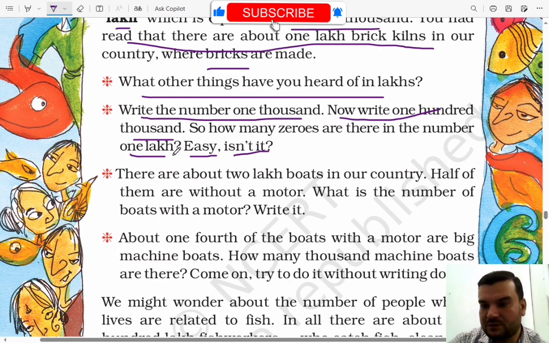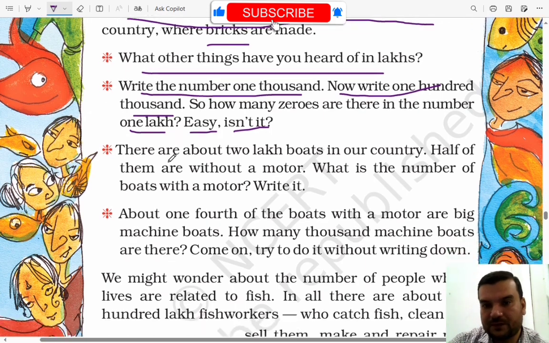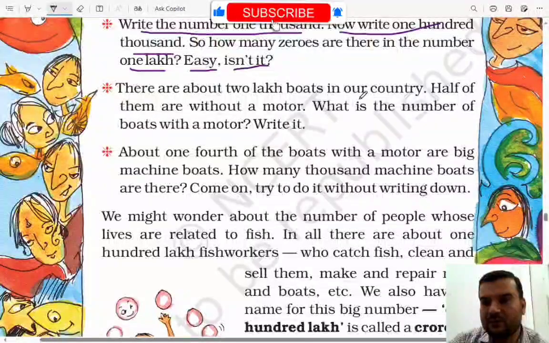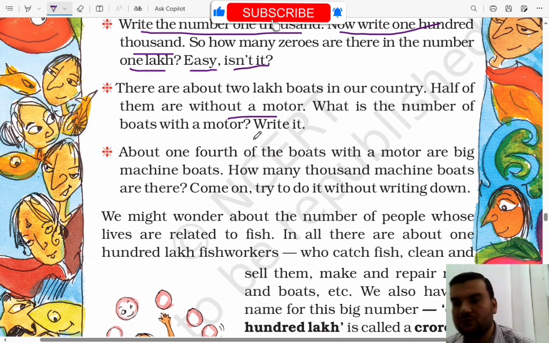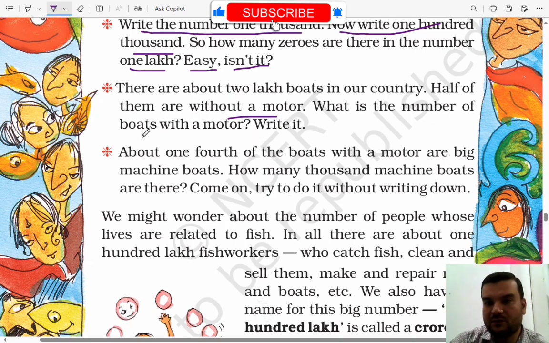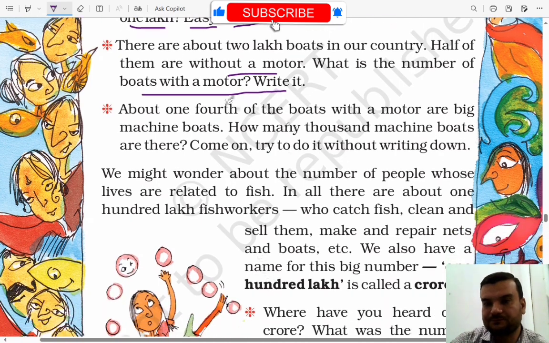Okay, 100,000, 1 lakh. So in 1 lakh, how many zeros? 5 zeros are there. There are about 2 lakh boats in our country. So many boats, 2 lakh boats are there in the country. Half of them are without a motor. So 2 lakh means 1 lakh boats are without a motor. What is the number of the boats with a motor? It is 1 lakh. About 1/4 of the boats with a motor are big machine boats.